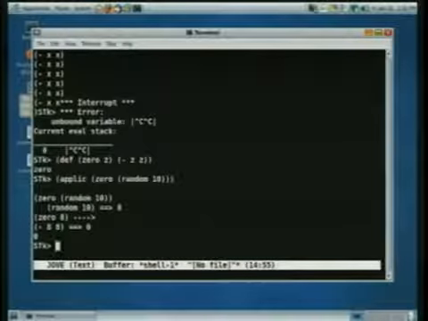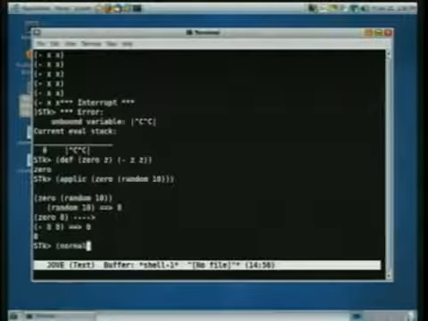OK. So in applicative order, we evaluate the argument expression first. Random 10 happened to give us the answer 8. So now I compute 0 of 8. Substitute 8 for z in the body of 0. I get 8 minus 8, which is indeed 0.